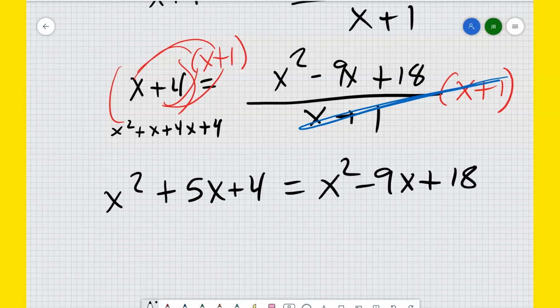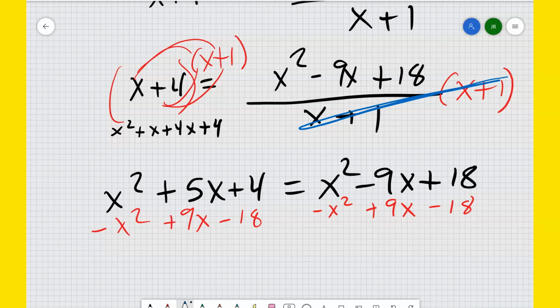Now, just get all your like terms together. I'm just going to go ahead and subtract x squared from both sides, and I'm going to go ahead and add 9x to both sides. I'm kind of trying to do all this in one step, save a little time, and go ahead and subtract 18 from both sides as well. So I'm moving all three of the terms from the right side over to the left side.